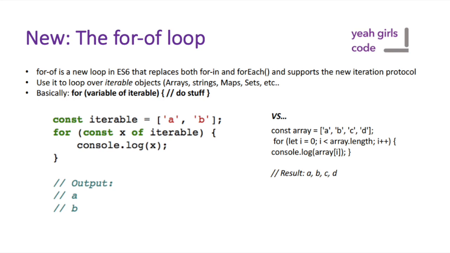When you compare it to how you would do it before, you had the const array, and then you have for let i equals 0, i smaller than array.length, i++, and then you do something. It's way too complicated. So you can see how this makes your code much easier to read, much easier to understand for yourself. It takes much less time to do.